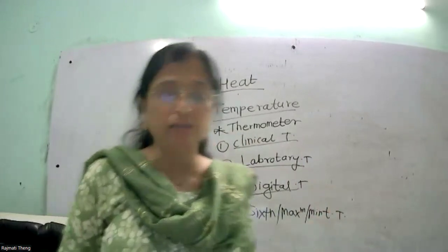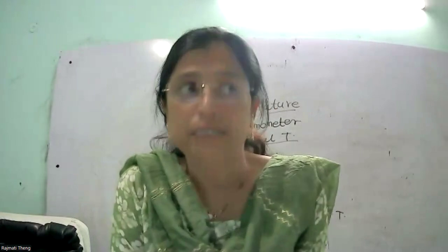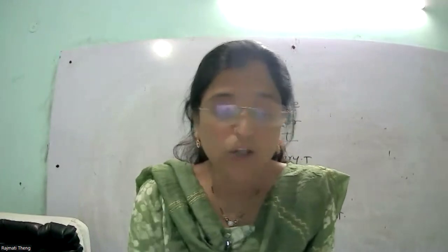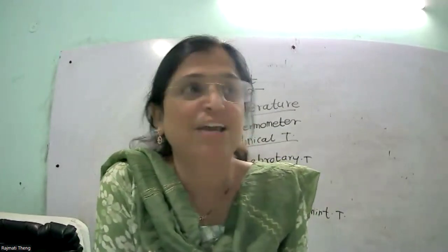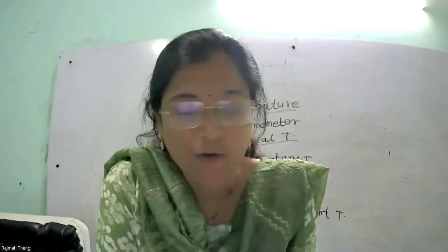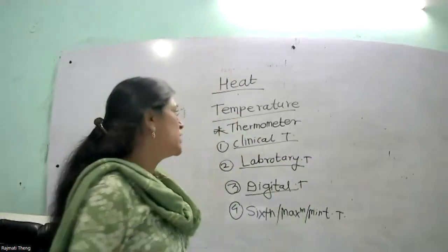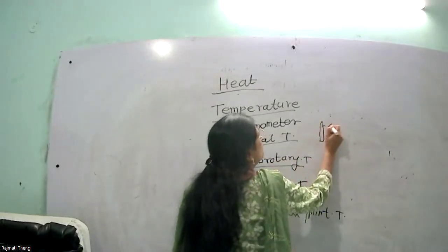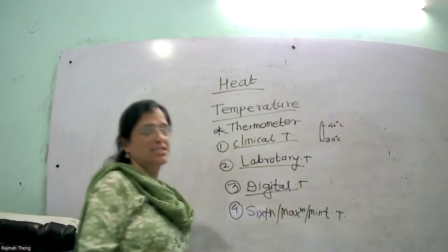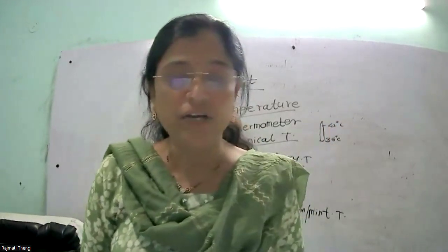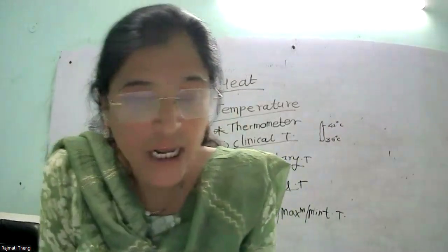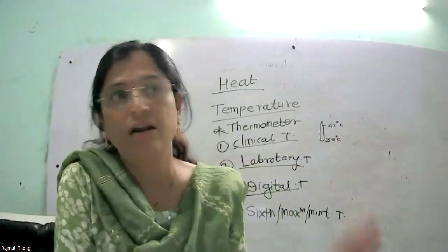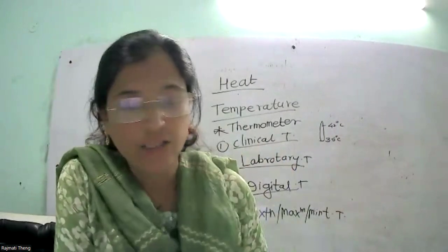So first one, clinical thermometer. Clinical thermometer is used to measure the body temperature, and a human body's normal temperature is 37 degree Celsius. Now ये जो clinical thermometer है उसमें ranging कहाँ से होती है, 35 degree Celsius to 42 degree Celsius. This is the range for the clinical thermometer.